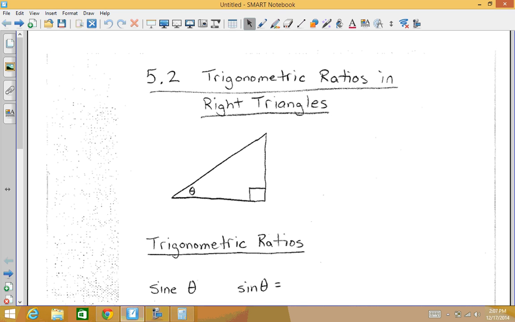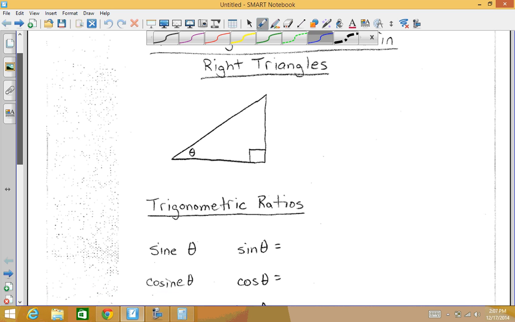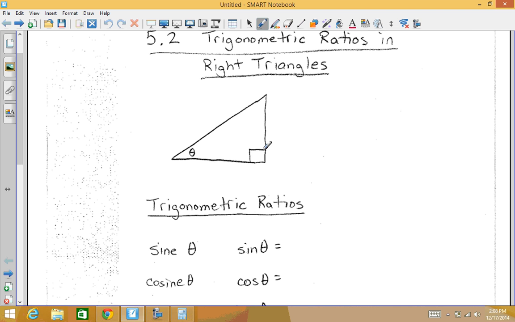Okay, what we're going to do today is the 5.2 notes, trigonometric ratios in right triangles. So first we have to establish what exactly is a right triangle, and that's any triangle that has a right angle in it. As you can see, the bottom right angle right here, I'm highlighting in blue, is the right angle. Once we've established that, then we can talk about the sides of the right triangle.